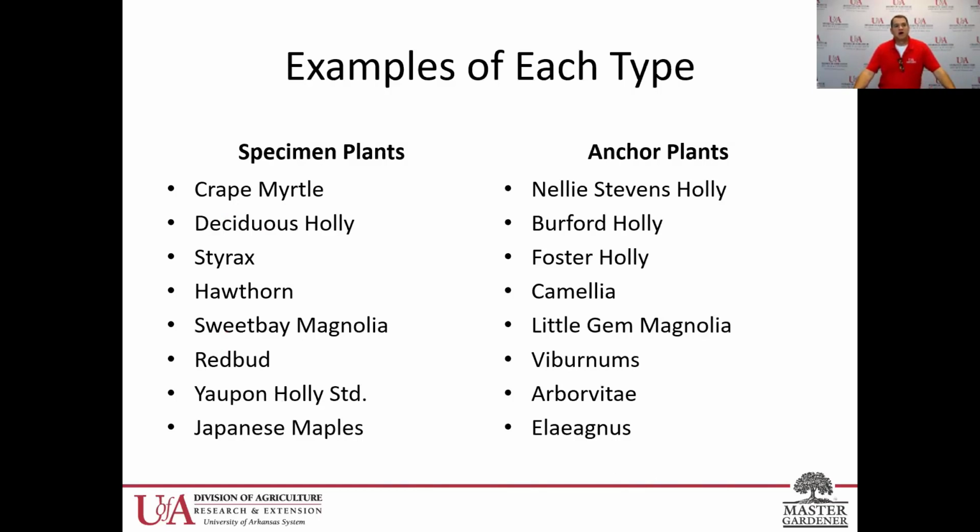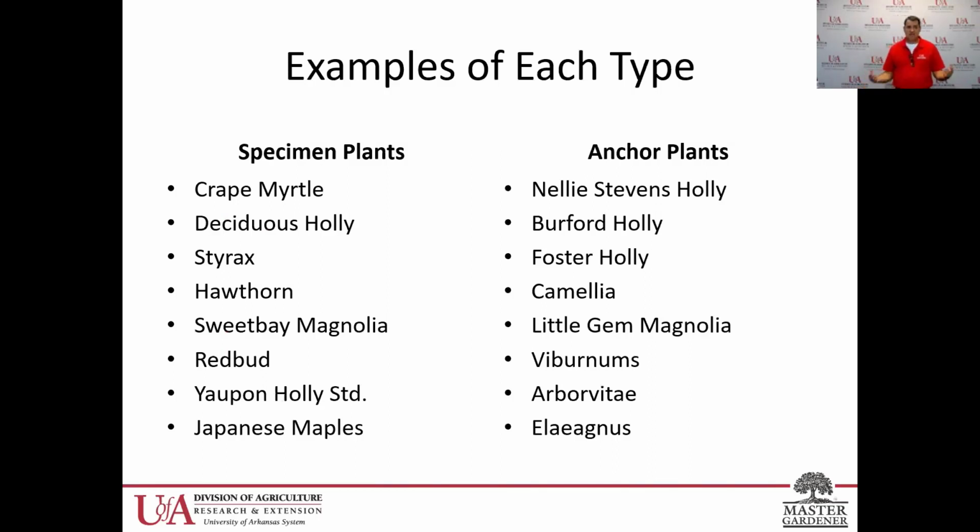Hawthorn. When I'm talking about hawthorn as a specimen plant, I'm talking about the standards that get tall. And it's usually grown as a multi-trunk, plus it also has a heavy fruit-bearing load. Another great one to have, and especially if you want to attract birds to your landscape, hawthorns are great.